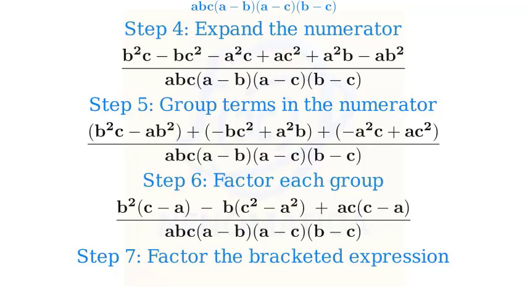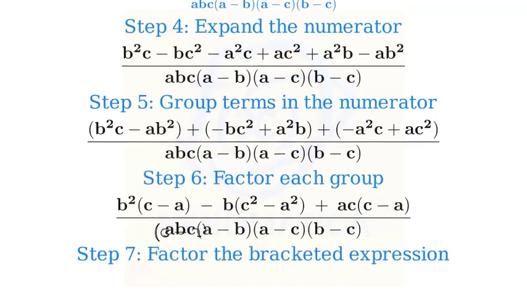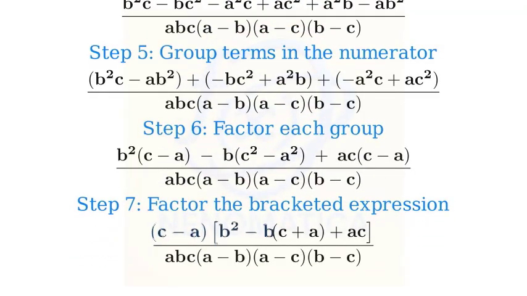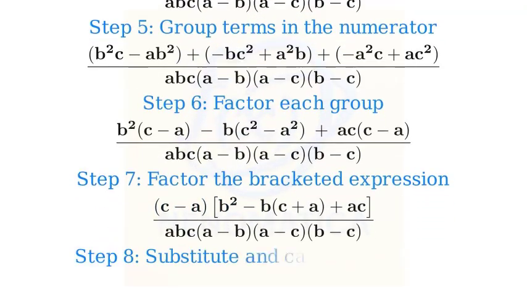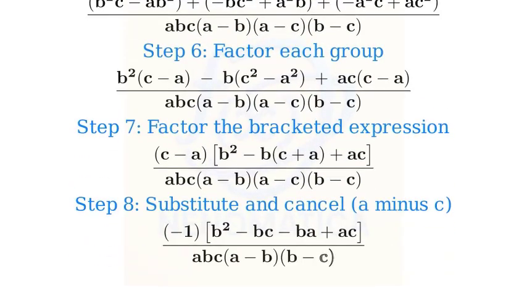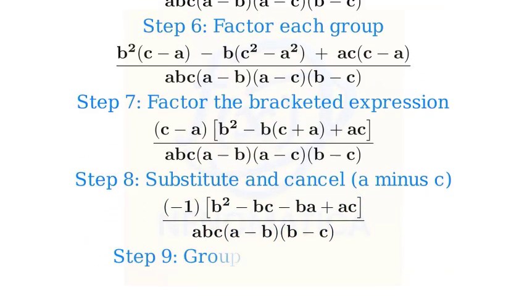Step 8. Substitute c minus a equals negative of a minus c. Then cancel the a minus c factor with the denominator. Step 9. Group the terms inside the bracket for a common factor. Step 10. Factor each group to reveal b minus a as a common factor. Step 11. Factor out b minus a.